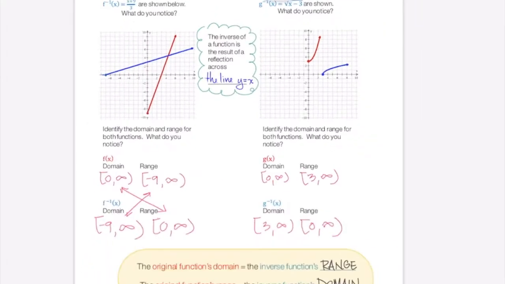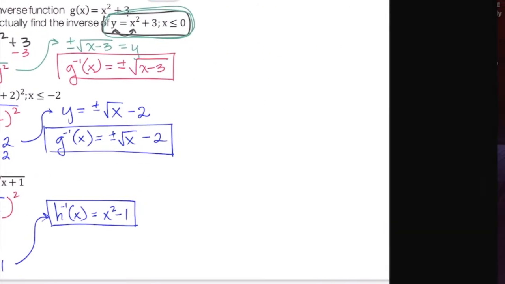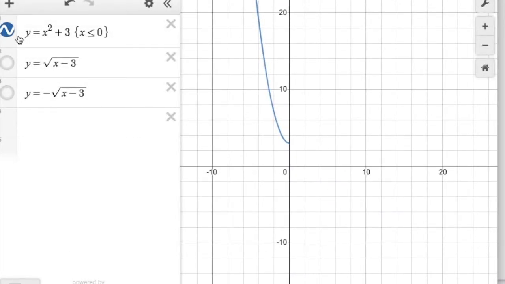Okay, so here, let's go back to examples 8, 9, and 10, and I'm going to switch over to Desmos. Okay, so this is example 8. If you'll see, our original function, I didn't put in g of x, I put in just a y in place of that. So don't get tripped up by that. So this is our original function. Notice we restricted the domain to only the negative side of the parabola. So the whole thing would have continued over here. So now the question is, we're going to have to decide whether the inverse of that function is the positive root or the negative root.